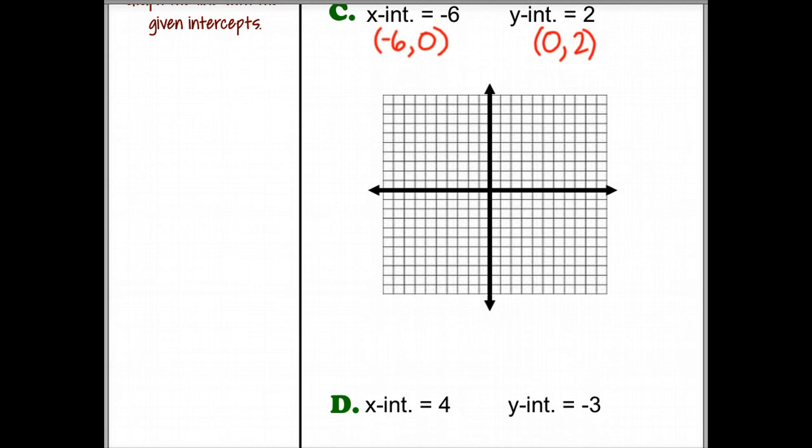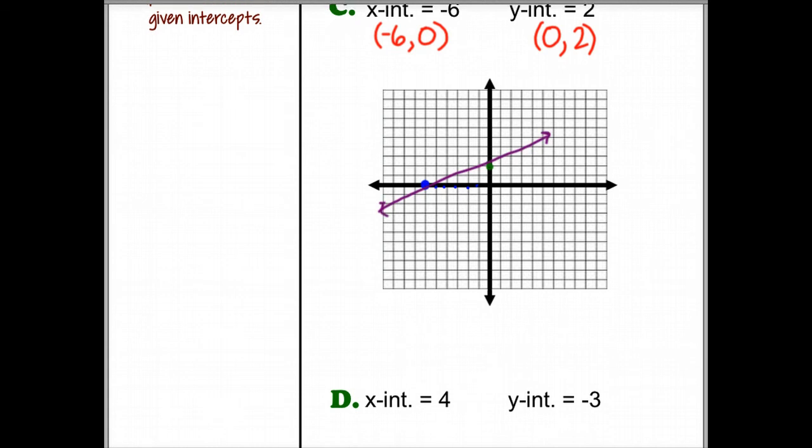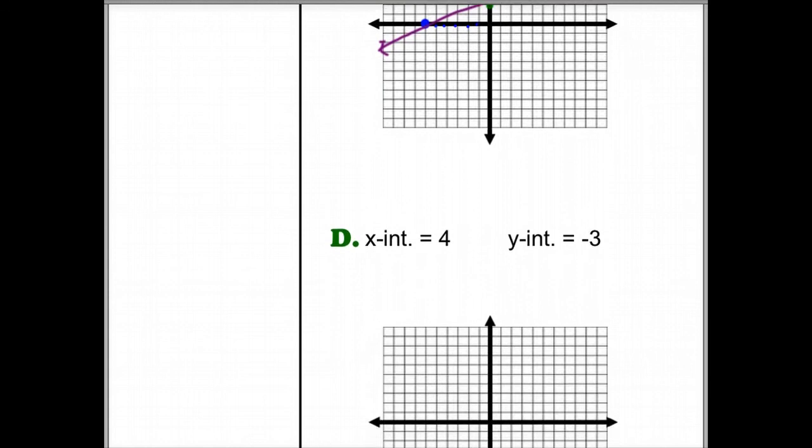So now what we can do is just plot those points. So our x-intercept of -6, 0, 1, 2, 3, 4, 5, 6. That's our point -6, 0. And our other point is 0, 2, 1, 2. So those are our 2 points, and then what we do is we draw a line through those points. And that's how we graph a line given the x and y intercepts.